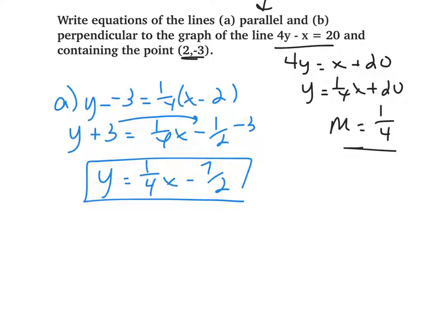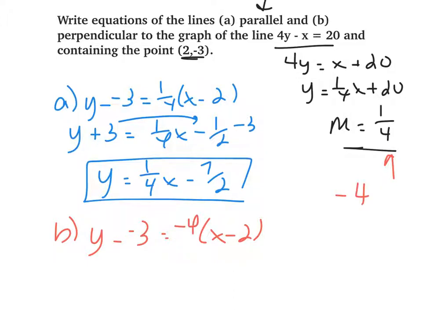I'm going to move this up a little bit. Part B. Now part B, I'm still going to use the same point, so this is going to stay the same, and this is going to stay the same. What's going to change is the slope. Now the slope I'm using for perpendicular is the opposite reciprocal. So since that slope was 1/4, if you do opposite reciprocal, that's going to be -4. So I'm going to put -4 right there.